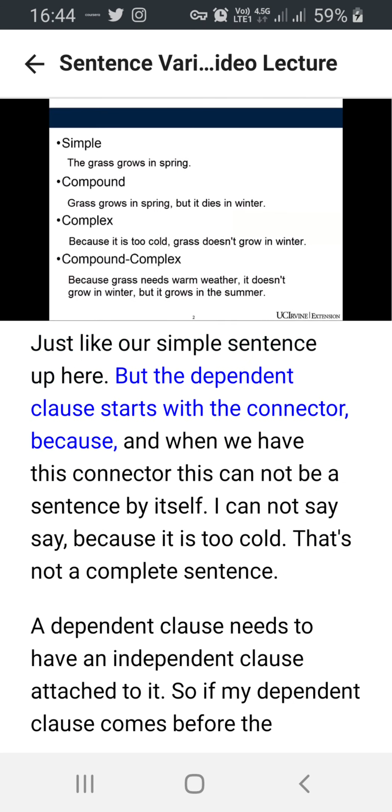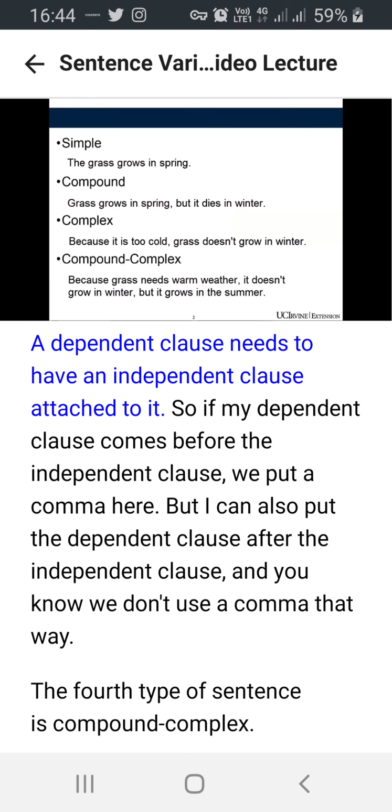But the dependent clause starts with a connector because, and when we have this connector, this cannot be a sentence by itself. I cannot say because it is too cold. That's not a complete sentence. A dependent clause needs to have an independent clause attached to it. So if my dependent clause comes before the independent clause, we put a comma here. But I can also put the dependent clause after the independent clause, and we don't use a comma that way.